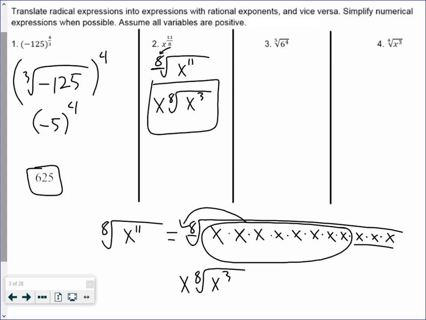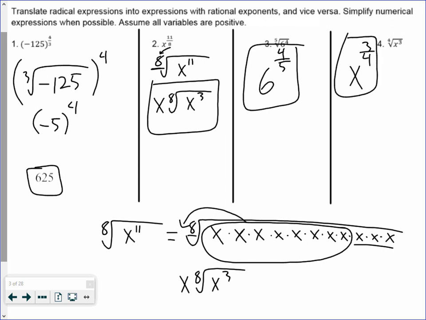For number 3, we have the 5th root of x to the 4th power. We can rewrite this as x to the 4 over 5, power over root. We can't really reduce this anymore, so we'll just leave it as is. For number 4, it's the same thing: power over root, so it becomes x to the 3 over 4. You can't reduce this anymore either. So that's our simplified version, and how we switch a radical expression into a rational exponent.